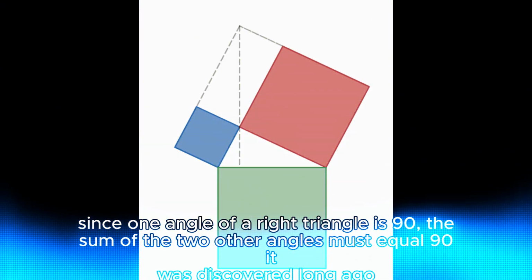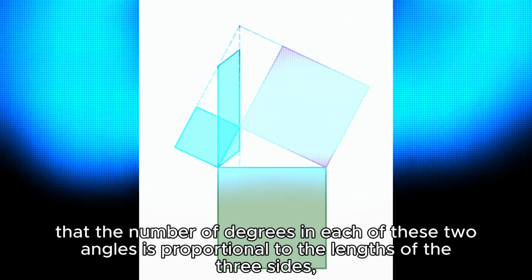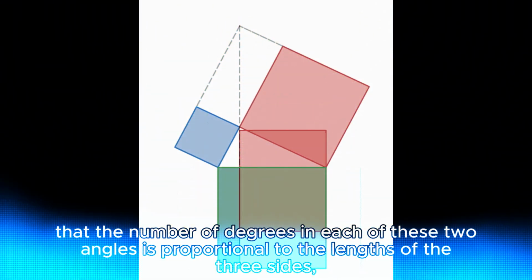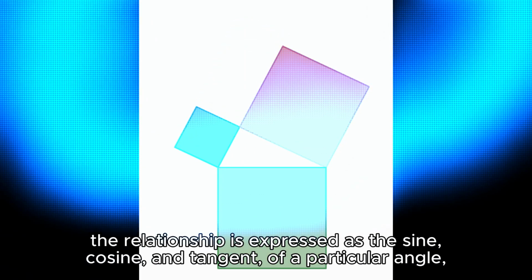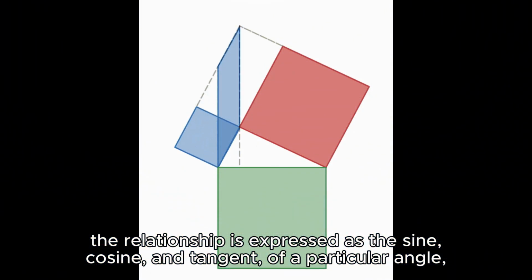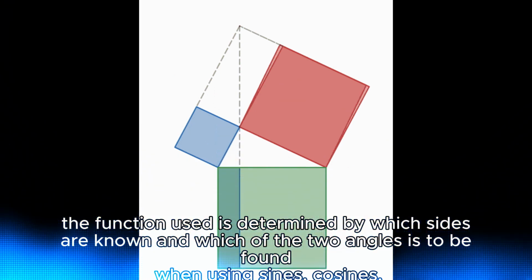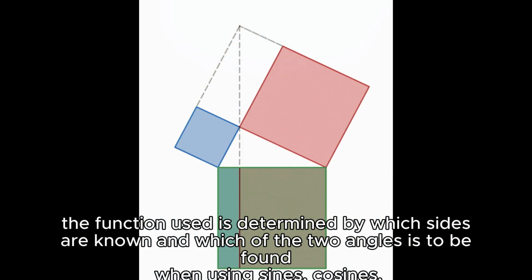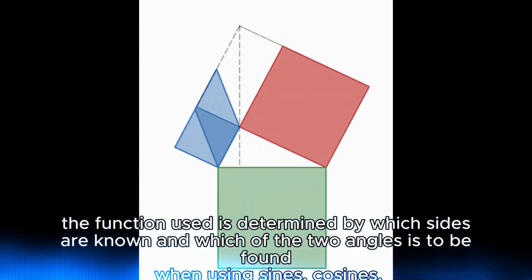It was discovered long ago that the number of degrees in each of these two angles is proportional to the lengths of the three sides. The relationship is expressed as the sine, cosine, and tangent of a particular angle. The function used is determined by which sides are known and which of the two angles is to be found when using sines, cosines, and tangents.